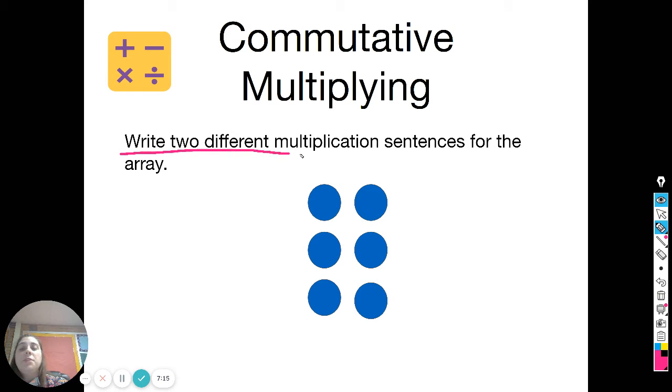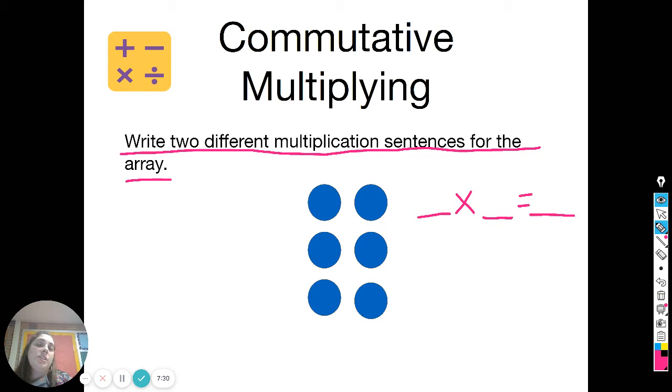Write 2 different multiplication sentences for the array. So go ahead on your whiteboard, and I need 2 multiplication sentences for this array.